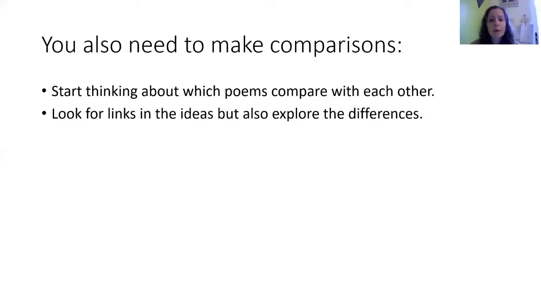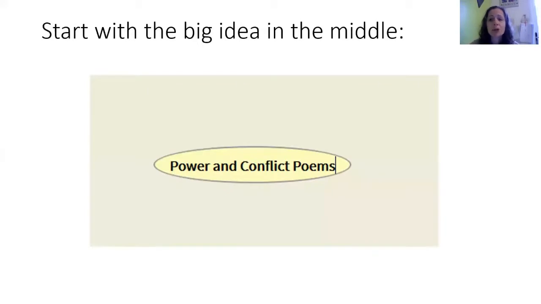So what we're going to look at in the rest of this lesson is starting to categorise the poems to help you make those comparisons. And we're going to do that by creating a mind map together. Now, I created my mind map using an online mind map creator. I just Googled that and I found a free website.